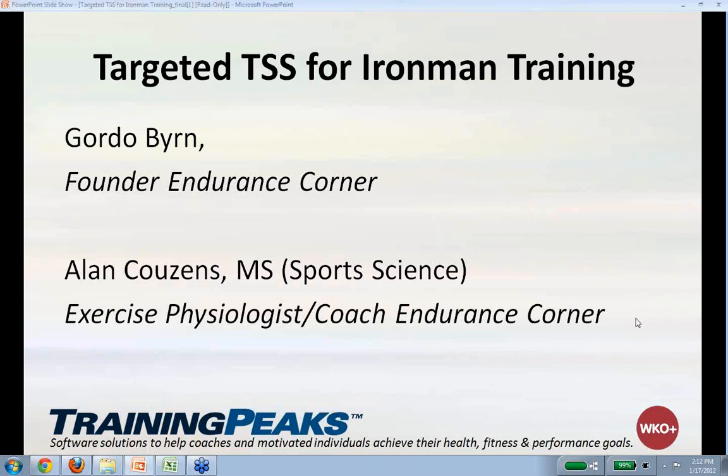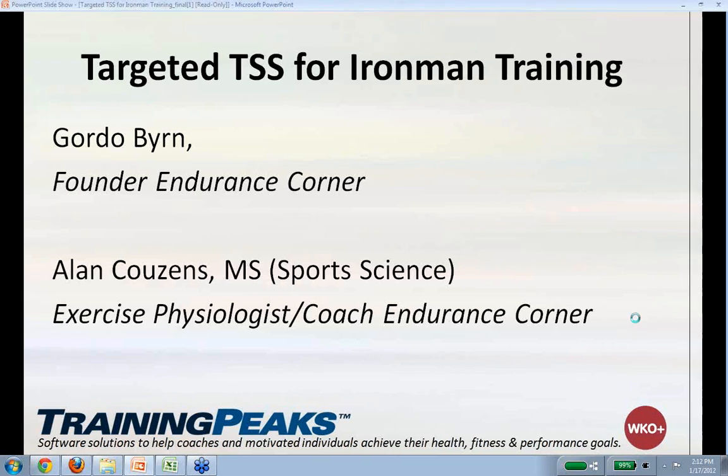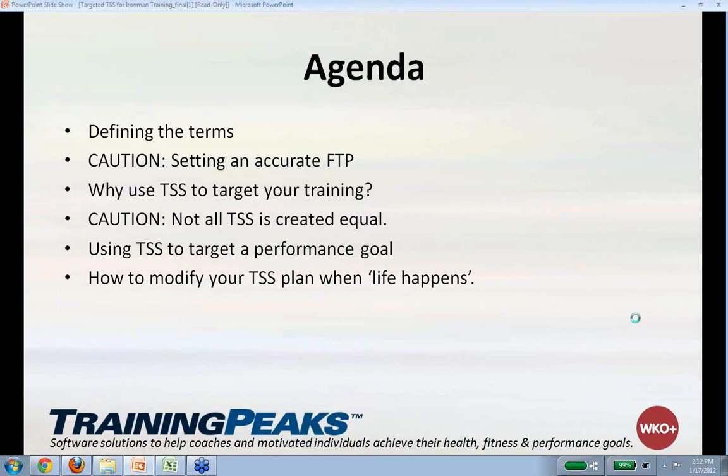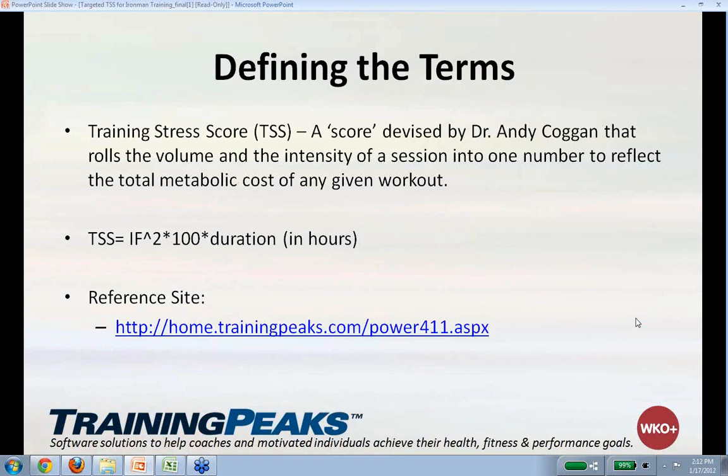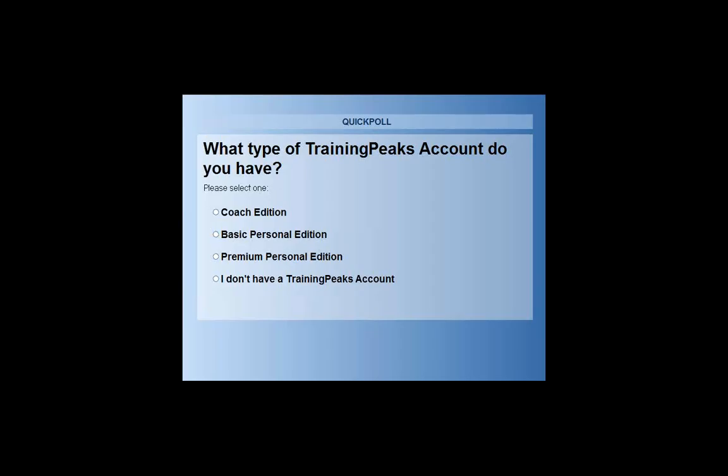So we'll start with just a quick definition of the terms. I'm assuming that the folks interested in a webinar on TSS are already somewhat savvy, but here is a quick rehash of some of the key terms associated with TSS and with performance modeling. First, the big term is the training stress score, which is a score devised by Andy Coggan that basically rolls the volume of a workout and the intensity into one number.